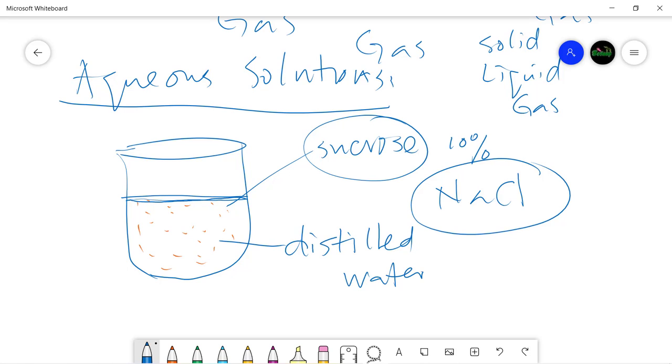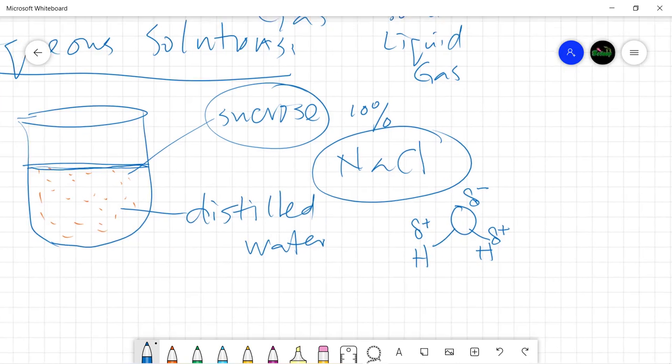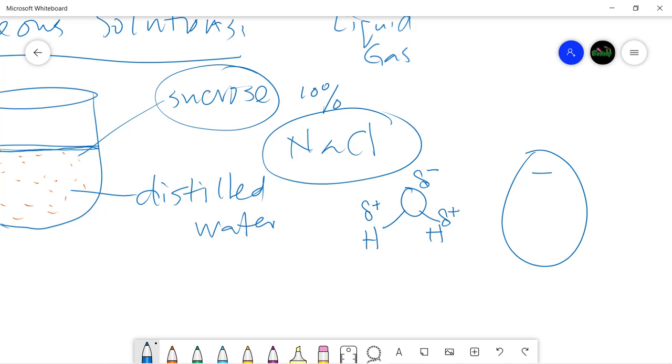Water is a polar molecule, and we know that water has two ends as far as the structure of the water molecule is concerned. So we have on one side oxygen, which has a partial negative charge, and on the other side we have two hydrogen atoms with a partial positive charge. So water is a polar molecule and it has two ends like this. One is a negative end and the other is a positive end.